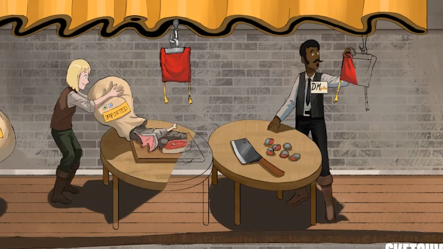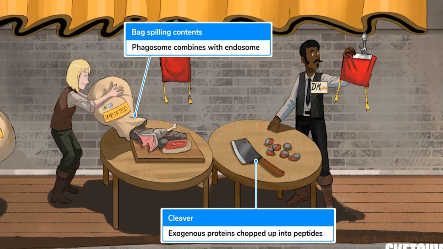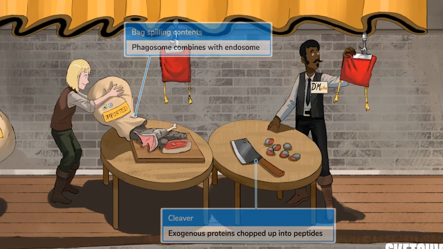Meanwhile, the phagosome sac has spilled its imported dragon meat onto the cutting board, where the cleaver is chopping it up. This symbolizes the action of the phagosome combining with the endosome, the place where the exogenous proteins are chopped into bite-sized peptides. So tender.